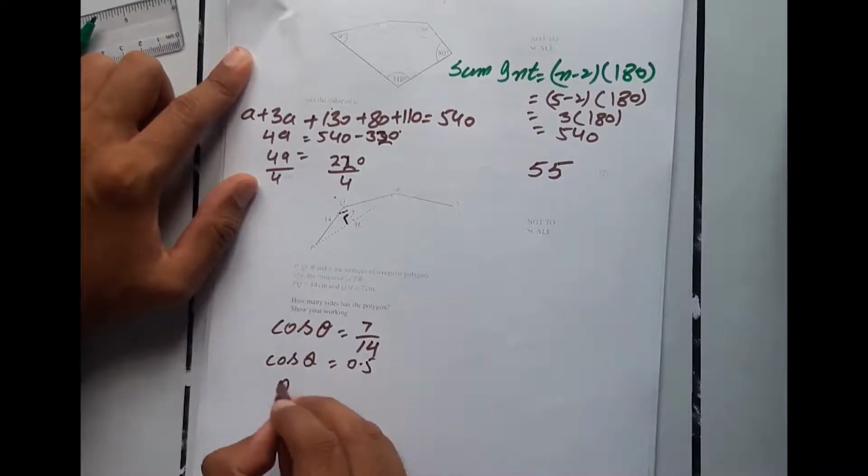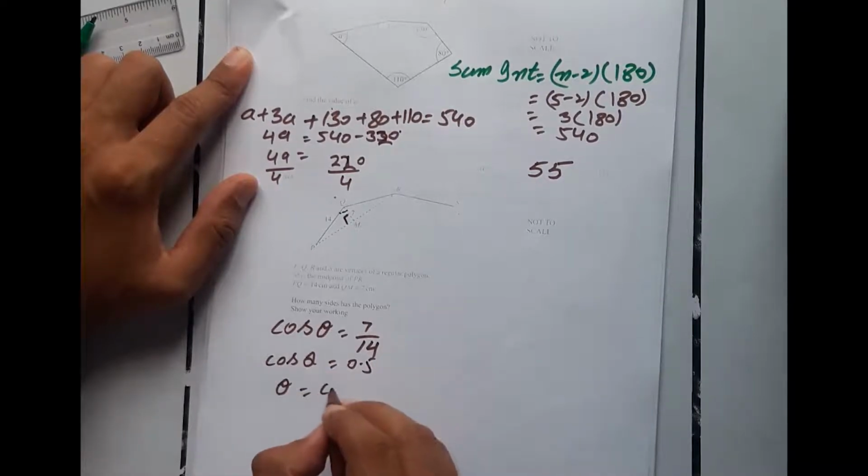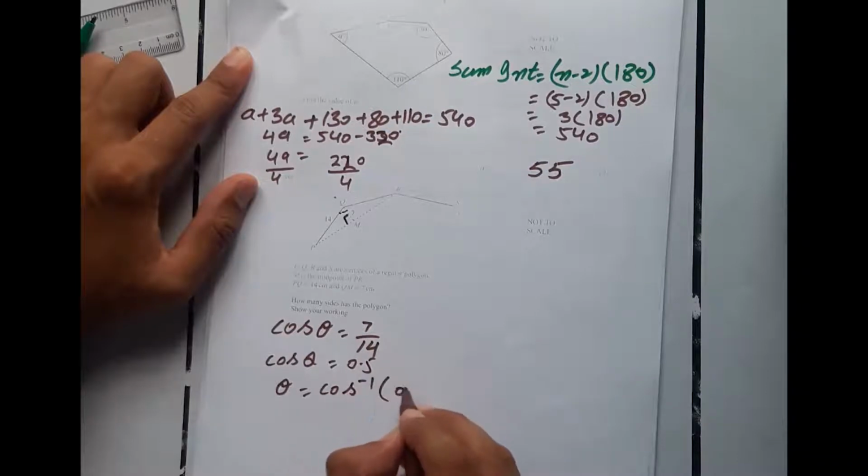We have to find theta. Cos will go to the other side and become cos inverse. Cos inverse of 0.5 will become 60.